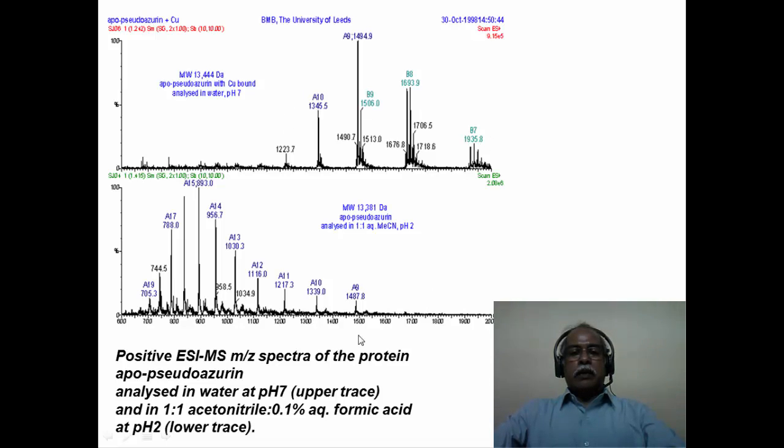Whereas at pH 2, which is a much lower pH, a more acidic system, you are starting from 9 charges all the way up to 19 charges in this particular species that has a molecular weight of 700, an m by z value of 705.3 or so. So not only that, you have a molecular weight difference of about 13,444 in this particular case, whereas in this case 13,381.